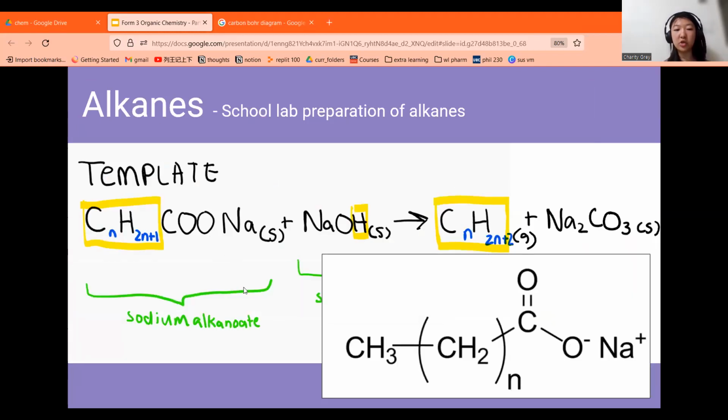So here you can see the structure of sodium alkanoate. You have the sodium, which is the Na, and you notice that this is an ionic bond because there are charges here, right? And over here you have the COO part of this sodium alkanoate, the OATE. That is the C double bonded to the O and single bonded to the O minus. And then you have the alkane side. This looks very similar to an alkane, except it's missing that last hydrogen.